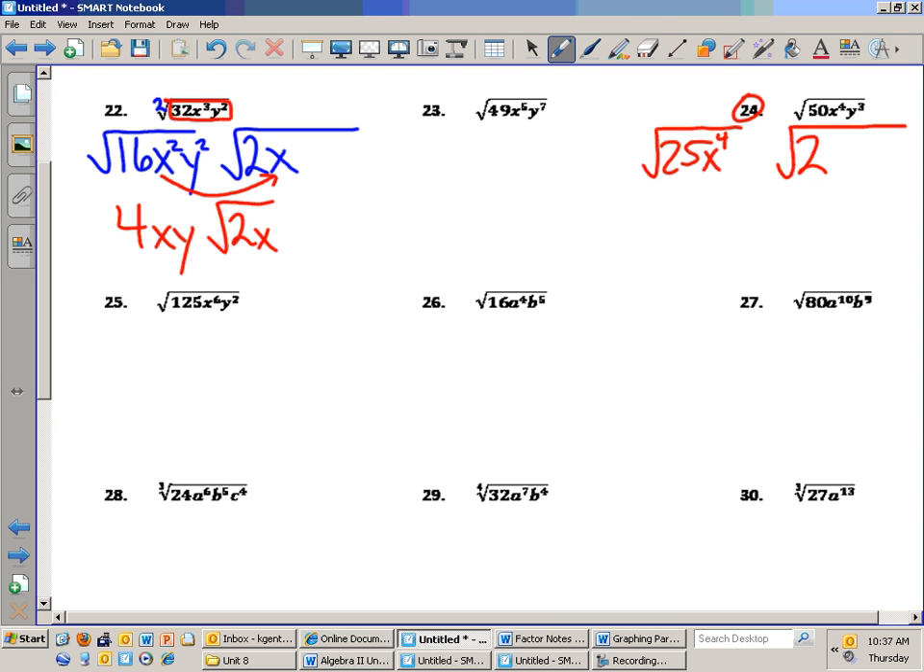Is y to the third? Can I take the square root of y to the third? No, so I have to divide it up into two pieces. What do I divide it up into? Y squared and y. Very good. Square root of 25x to the fourth y squared is 5x squared y times the square root of 2y. Very good.